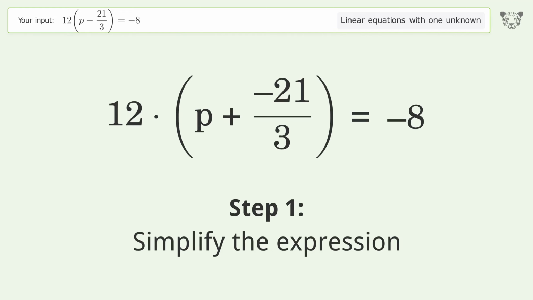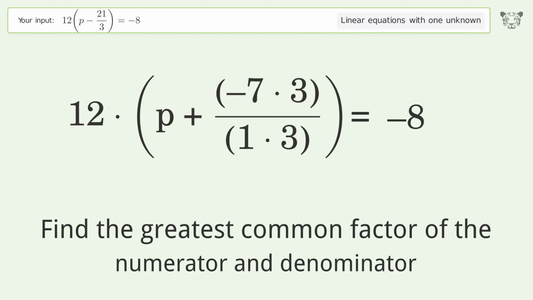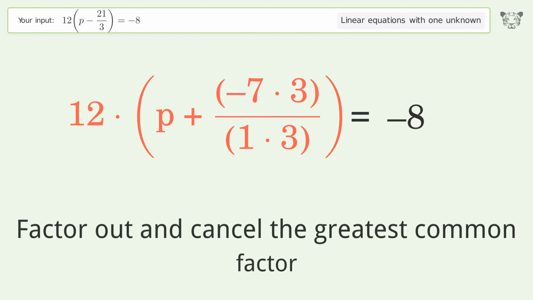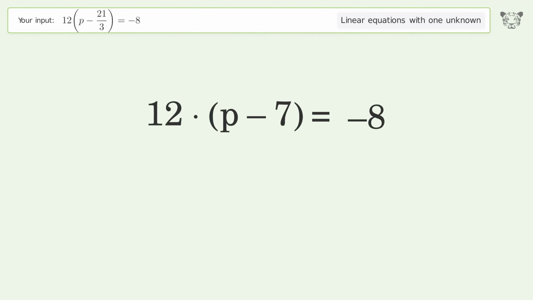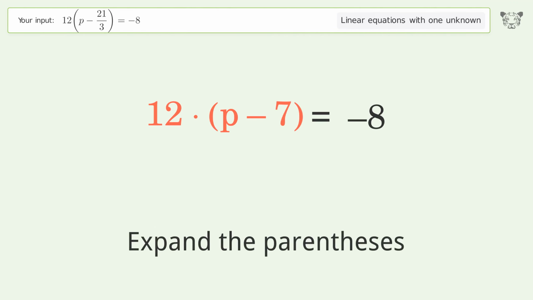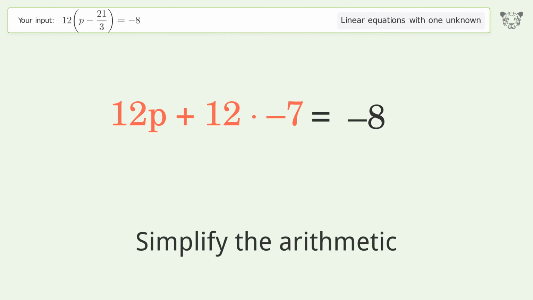Simplify the expression. Find the greatest common factor of the numerator and denominator. Factor out and cancel the greatest common factor. Expand the parentheses. Simplify the arithmetic.